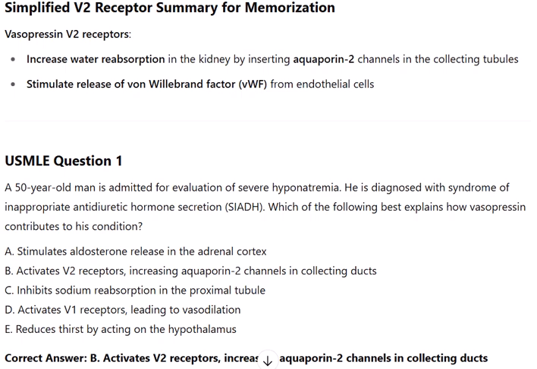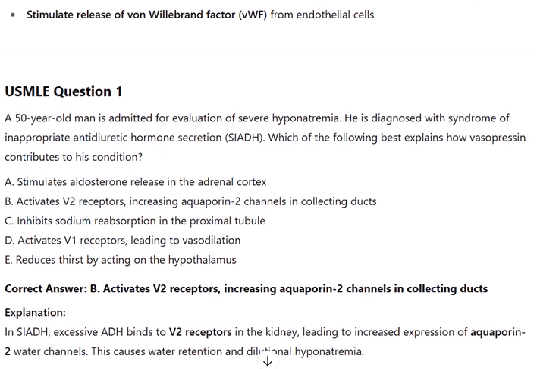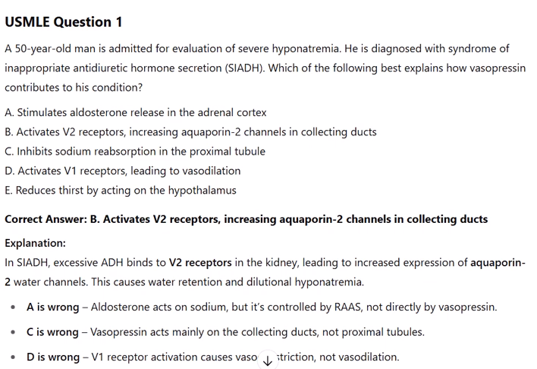A 50-year-old man is admitted for evaluation of severe hyponatremia. He is diagnosed with syndrome of inappropriate antidiuretic hormone secretion, SIADH. Which of the following best explains how vasopressin contributes to his condition?